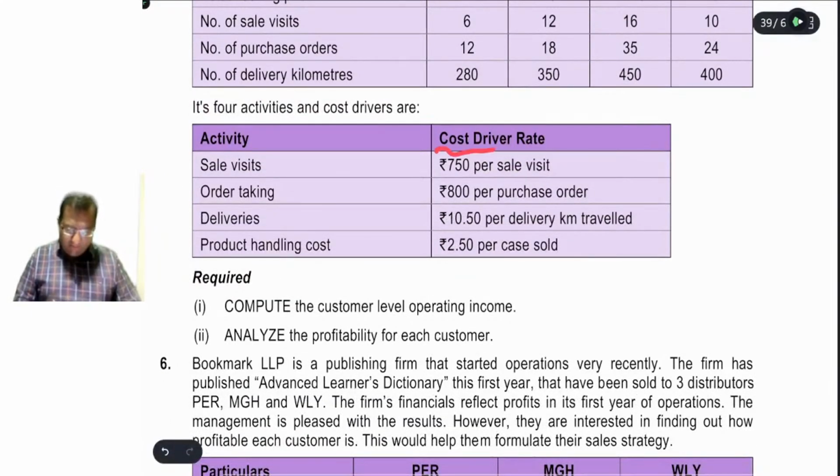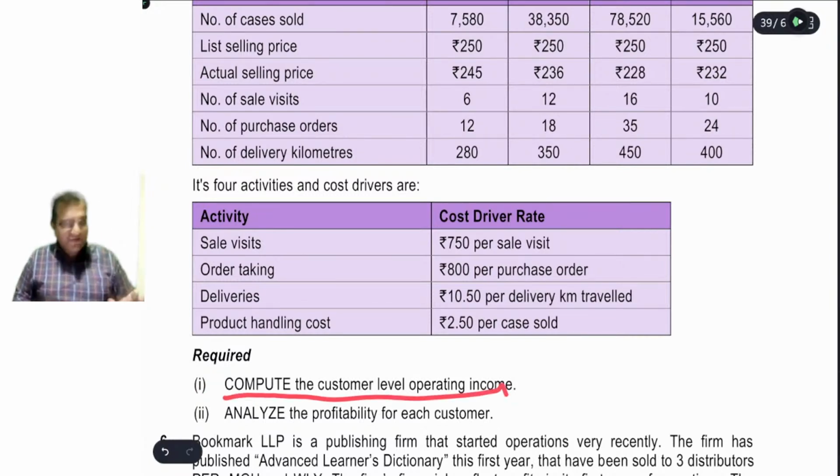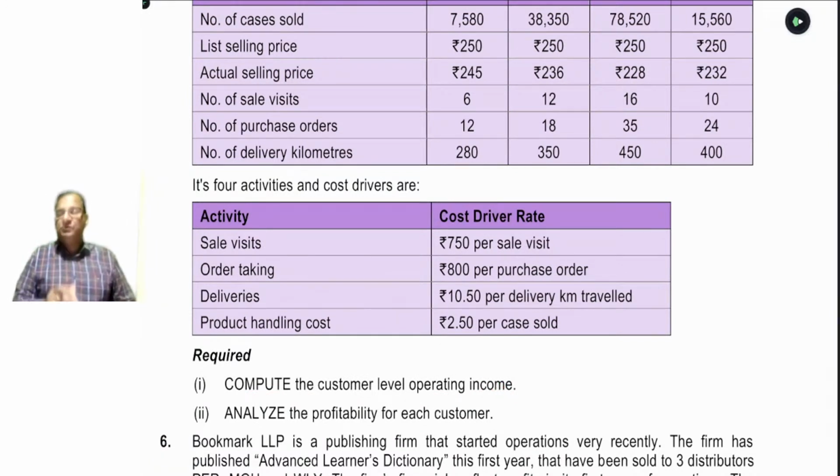So the cost driver rate is readymade given to you: for sales visit it's 750 per sales visit, order taking it's 800 per purchase order, for deliveries it's 10.5, for product handling cost it's 2.5. So, without wasting any time, the first requirement says compute, so only calculation is required in the first requirement part. And trust me, if this question is asked for 10 marks, hardly 3 to 4 marks will be in requirement part number 1.